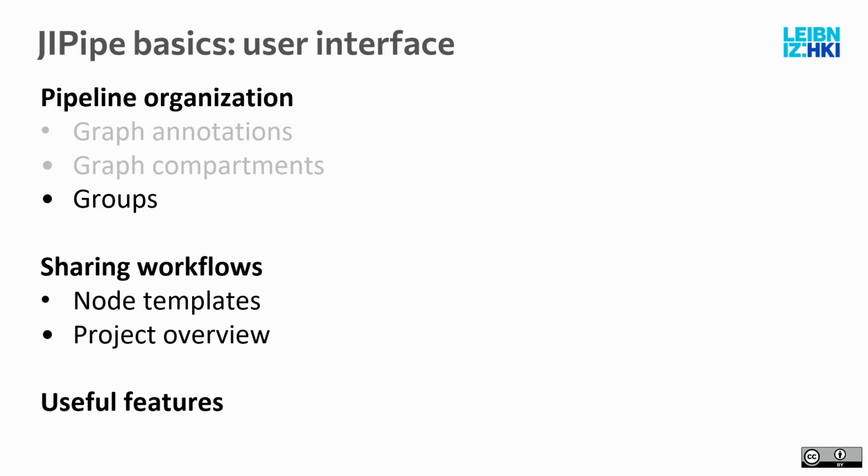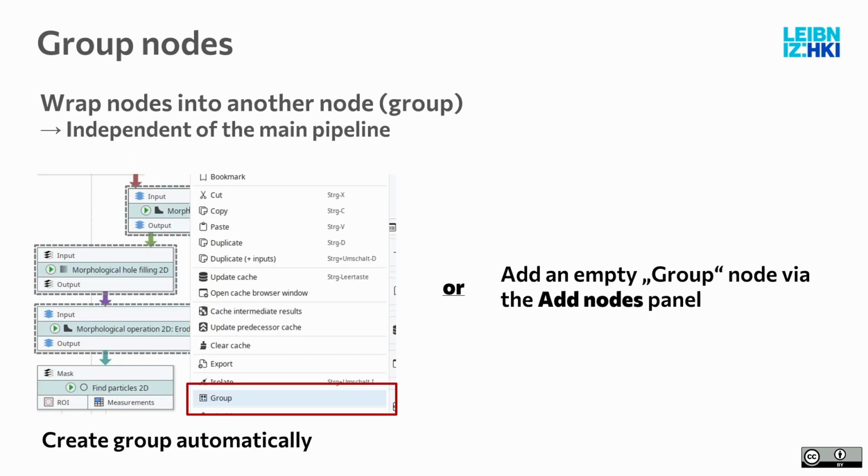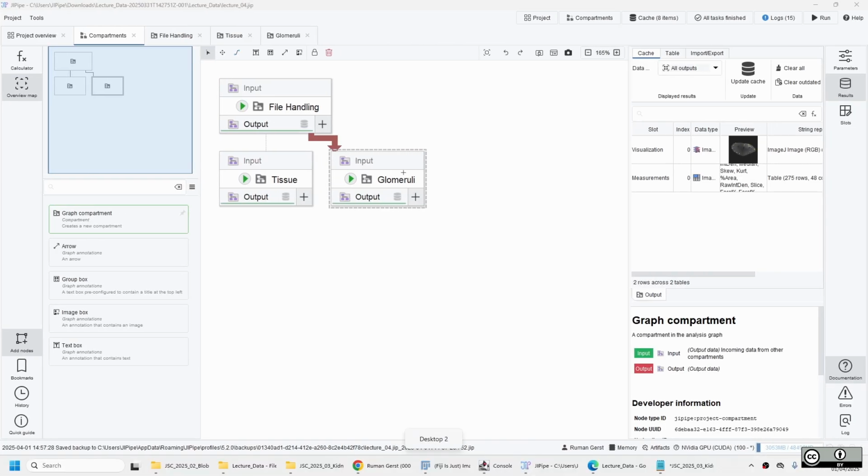There's also another way to organize nodes. It's called group nodes. You can basically select any set of nodes and then tell JIPipe, okay, please make me a node that contains them all, and then it's basically independent. This is something completely different to compartments. Let's maybe show one of those.